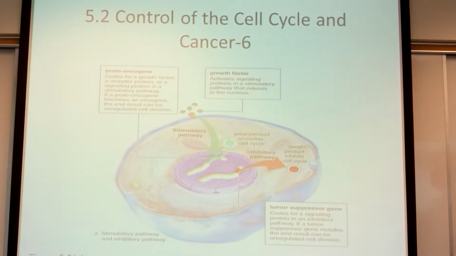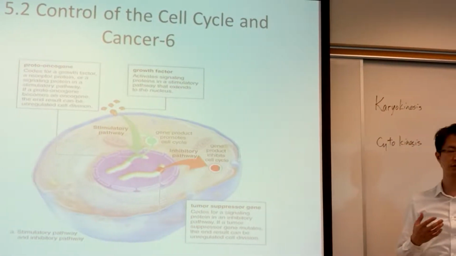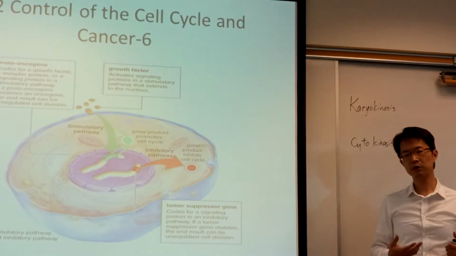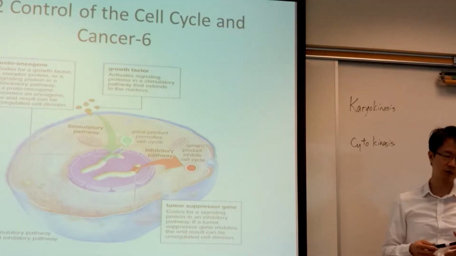So we continue with the control of the cell cycle. Many scientists study the control of the cell cycle, the different checkpoints, because if you can control the cell cycle, that means you can control cell division. When you are able to control cell division, you can potentially control the cancer cell.